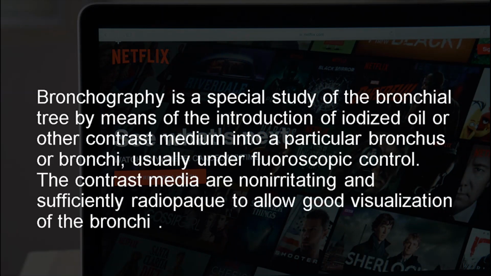Bronchography is a special study of the bronchi by means of the introduction of iodized oil or other contrast medium into a particular bronchus or bronchiole. Usually under fluoroscopic control, the contrast media are non-irritating and sufficiently radiopaque to allow good visualization of the bronchi.